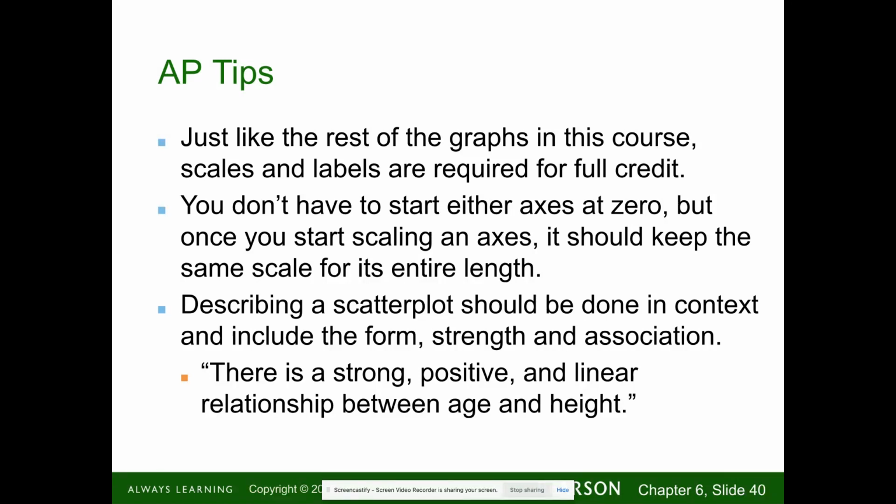So we'll talk about that. I'll show you that in maybe some of the homework problems. You don't have to start at 0, 0. You can skip some parts, but when you start scaling things, that scale needs to be consistent. Describe a scatter plot. Describing a scatter plot should be done in context and include the form, strength, and association. There is a strong positive linear relationship between age and height.